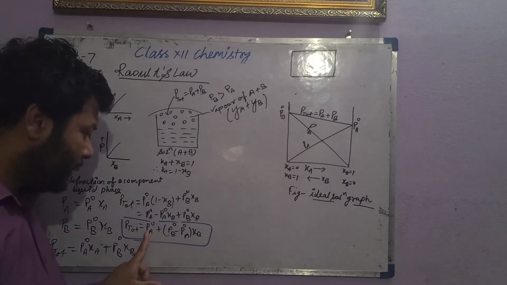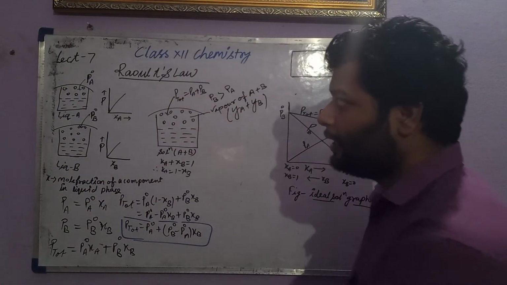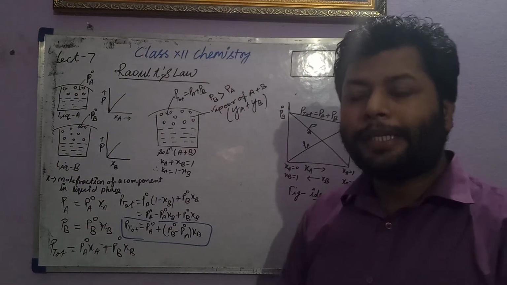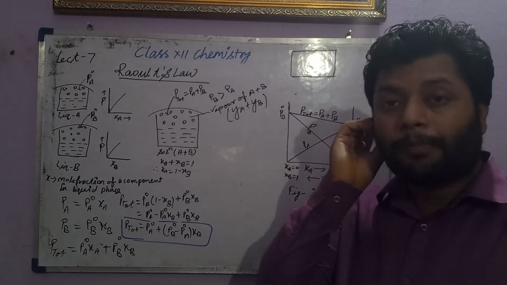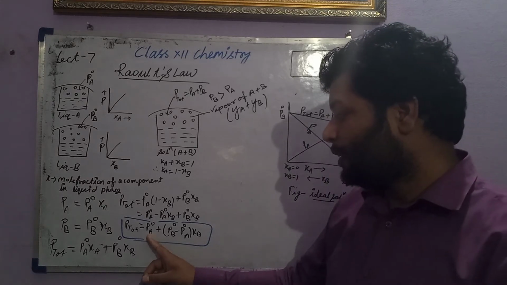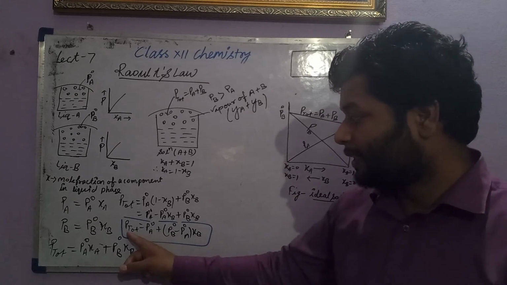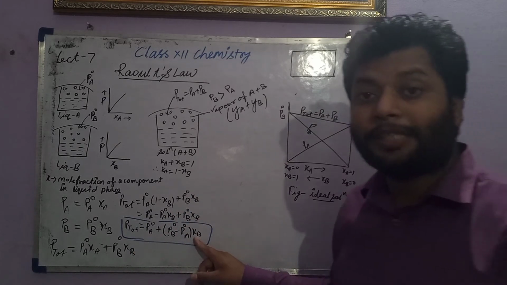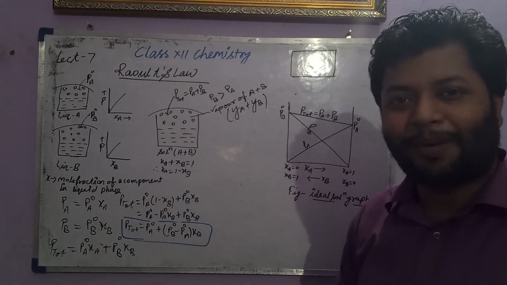There is a linear proportionality now. P naught A, P naught B minus P naught A: this whole value is actually a pure state value which should be a constant. For any given solvent, the vapor pressure is always constant. That's why P naught A, and P naught B minus P naught A will be constant. In that case, P total is directly proportional to the component which is more volatile, which has more contribution to the total pressure.